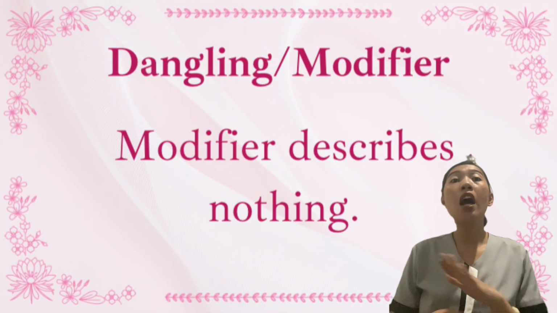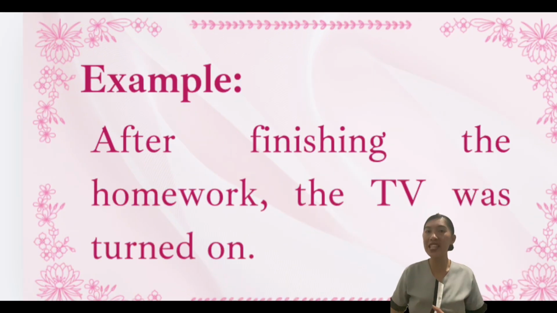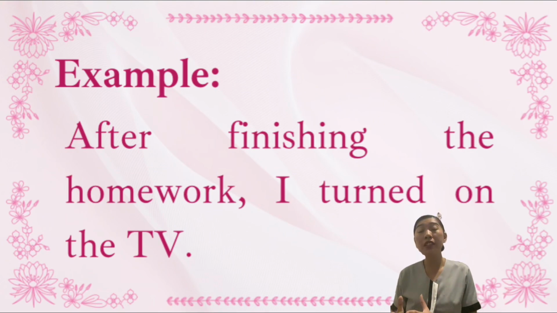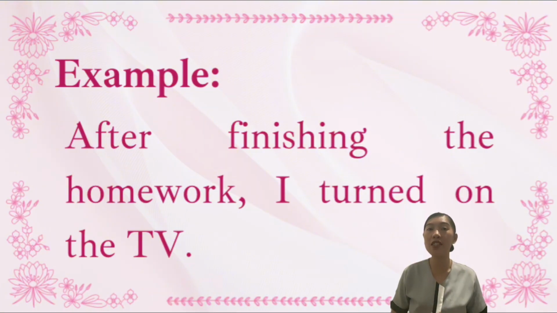A dangling modifier describes nothing. For example, after finishing the homework, the TV was turned on. Think about it. Did the TV do homework? Of course not. So, the subject is missing. Now let's try to fix it. After finishing the homework, I turned on the TV. So that is the complete sentence.